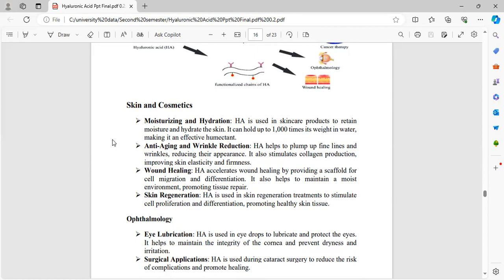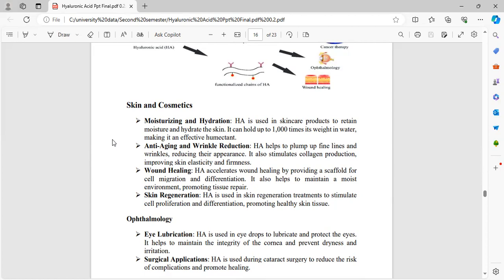Hyaluronic acid is used in skincare products to retain moisture and hydrate the skin. It can hold up to 1,000 times its weight in water, making it an effective humectant. Second one is anti-aging and wrinkle reduction. Hyaluronic acid helps to plump up fine lines and wrinkles, reducing their appearance. It also stimulates collagen production, improving skin elasticity and firmness.